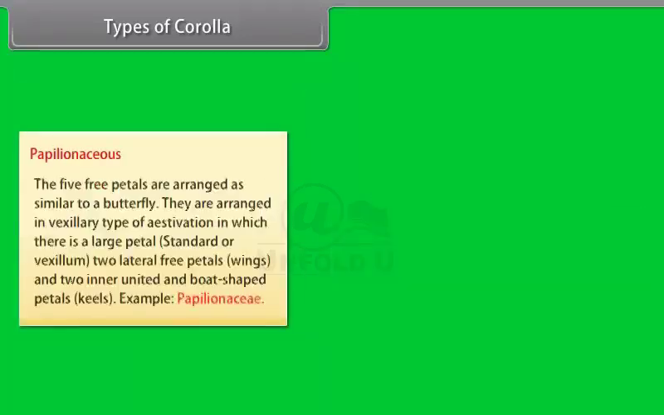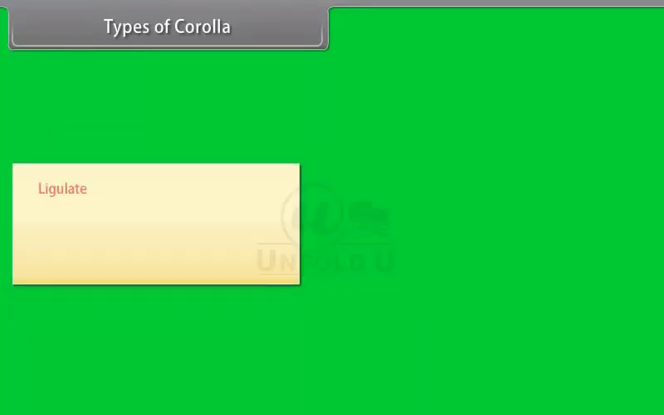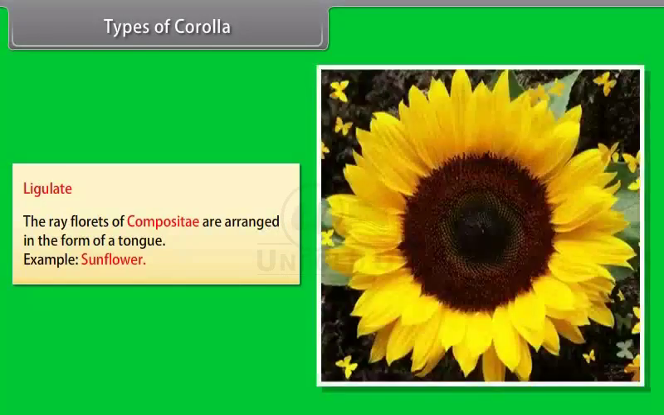Papilionaceous. The 5 free petals are arranged similar to a butterfly. They are arranged in vexillary type of estivation, in which there is a large petal, standard or vexillum, 2 lateral free petals, wings, and 2 inner united and boat-shaped petals, keels. Example, Papilionaceae. Ligulate. The ray florets of composite are arranged in the form of a tongue.